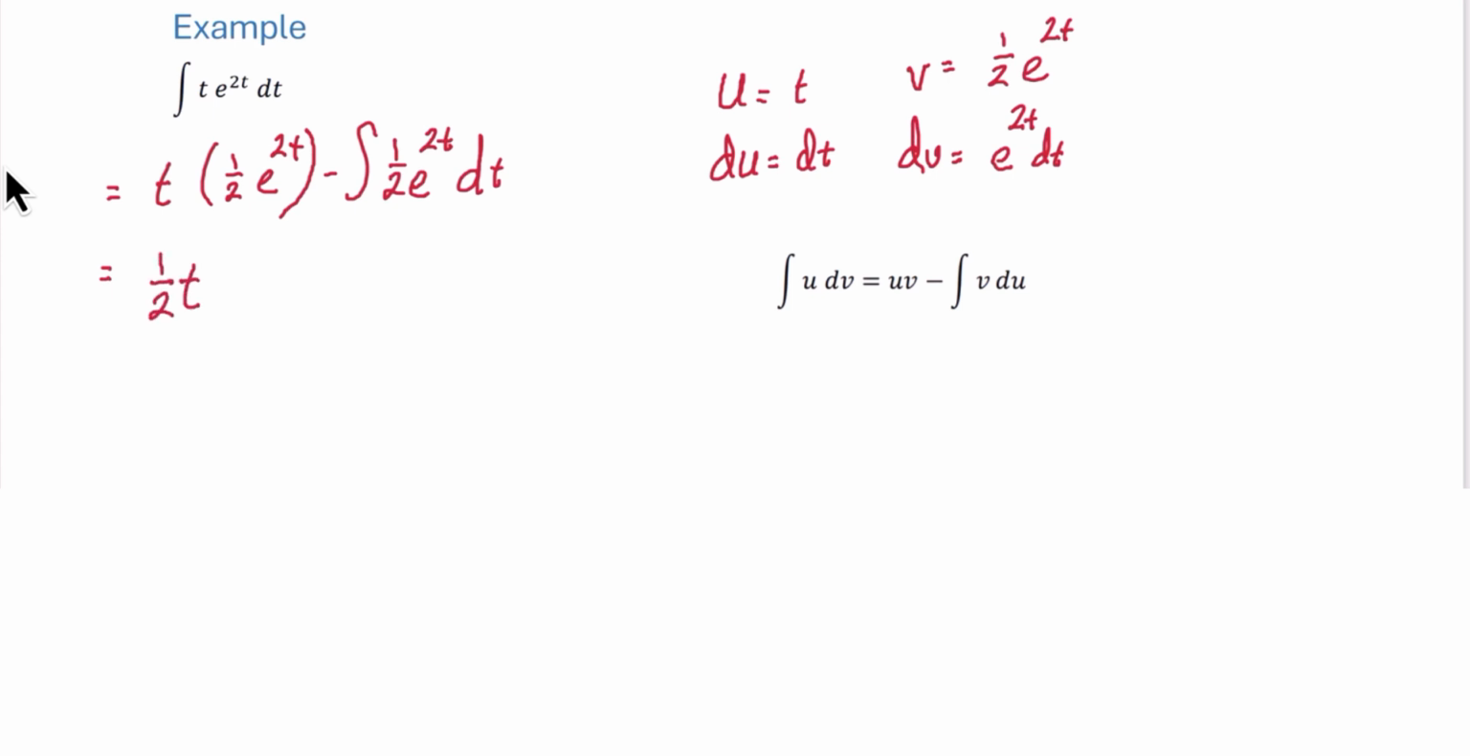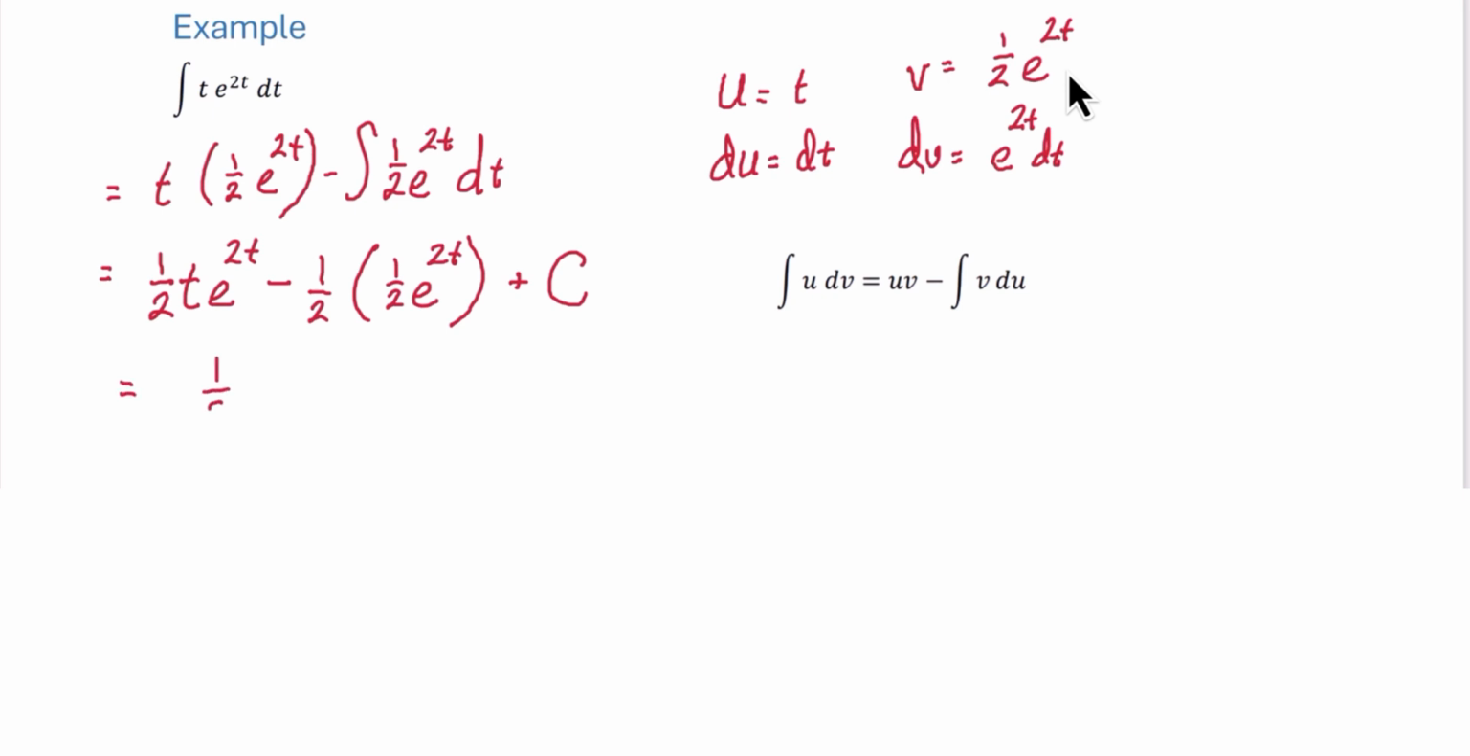1/2 t e to the 2t minus, I'm going to pull the 1/2 out of the integral, and now we're looking at the integral of e to the 2t dt. We actually already did that over here. That is 1/2 e to the 2t. And we need to not forget that plus c.